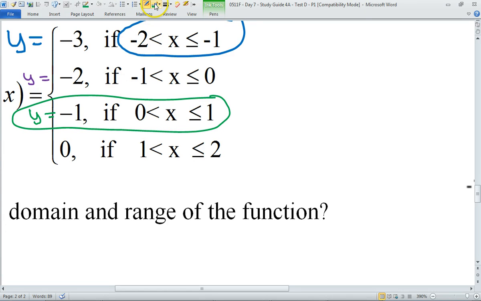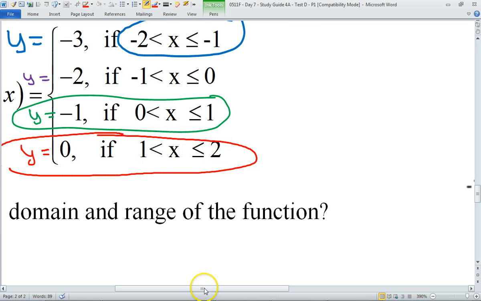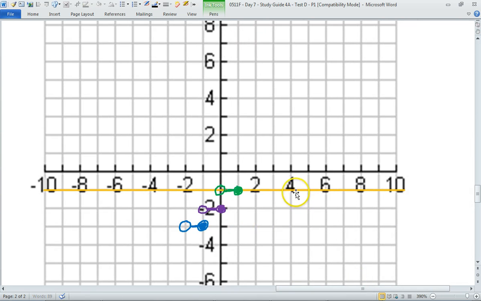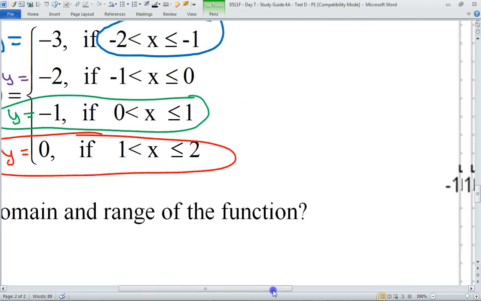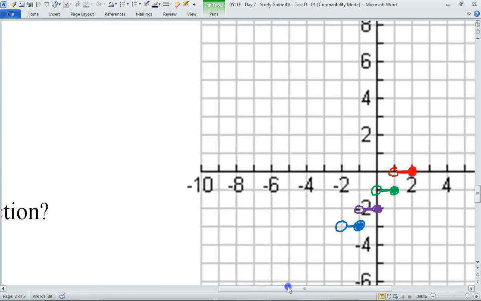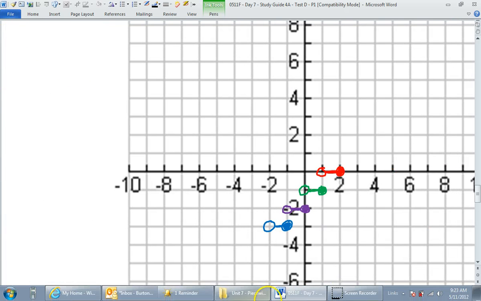Okay, so now I'm going to graph y equals 0. And from 1 to 2. Okay, so y equals 0. That's the x-axis. So here's the line y equals 0. You see it in orange. But I'm supposed to graph the part from 1 to 2. Filled in circle at the 2. Okay, so this is what problem number 6 should have looked like.